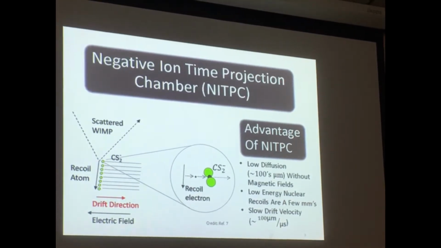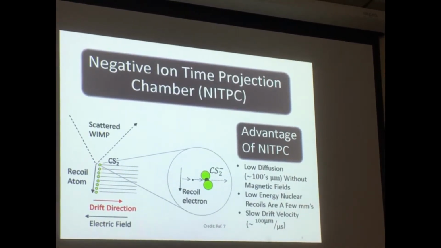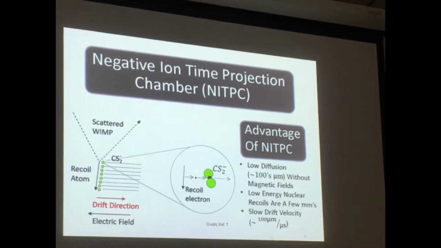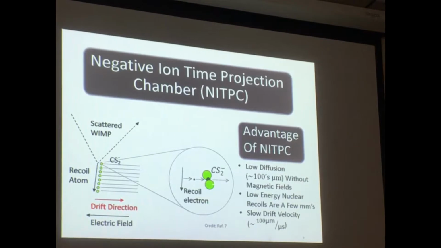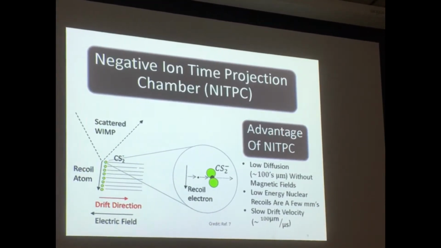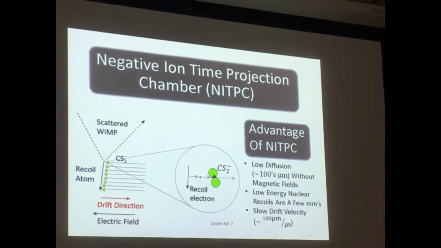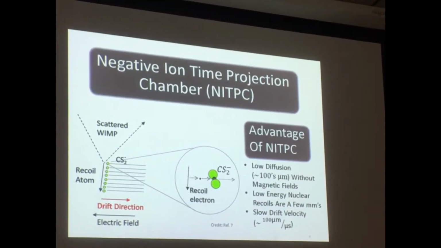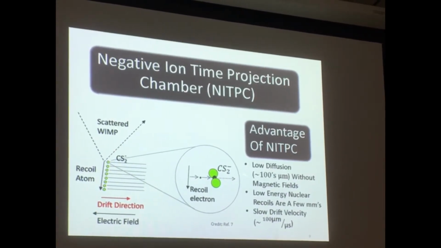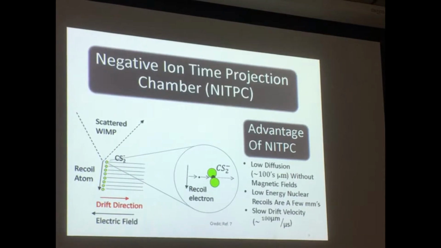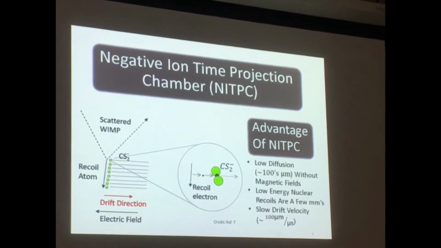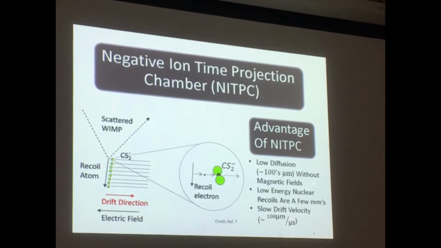Instead of drifting electrons, DRIFT has this CS2 component of the gas mixture. CS2 is electronegative, so these electrons are captured by CS2 really quickly, and what is drifted to the readout are these CS2 minus negative ions. And the reason to drift negative ions instead of electrons is because you get low diffusion without magnetic fields. In traditional time projection chambers, you need a magnetic field to get low diffusion.